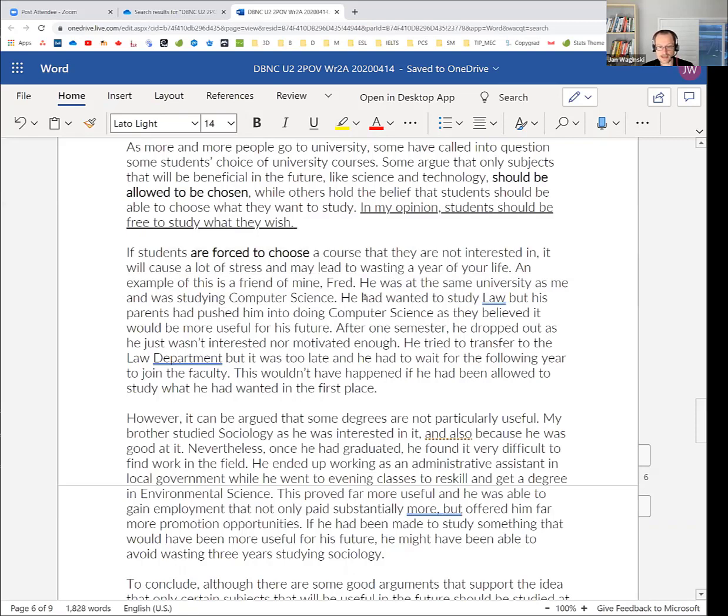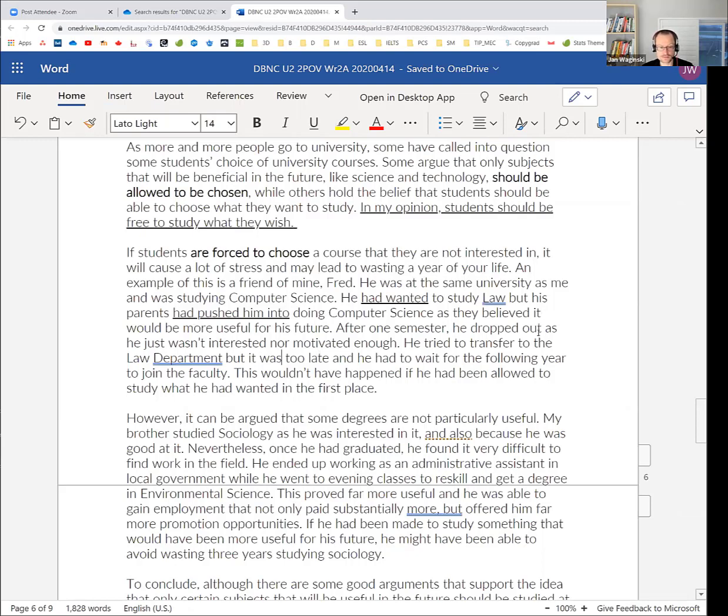He had wanted. We've got a few examples here of past perfect. Just as a super quick review, if you have two past situations, the earlier one takes past perfect. He had wanted to study law, but his parents had pushed him into doing computer science as they believed it would be more useful for his future. Okay? So this is why other people do this.